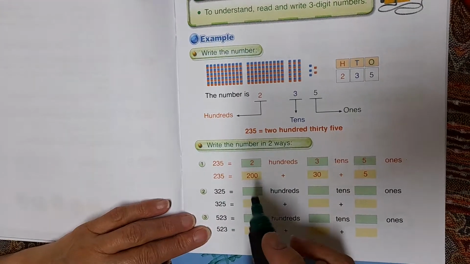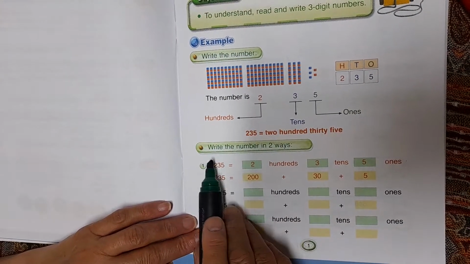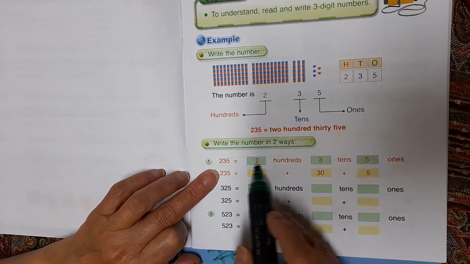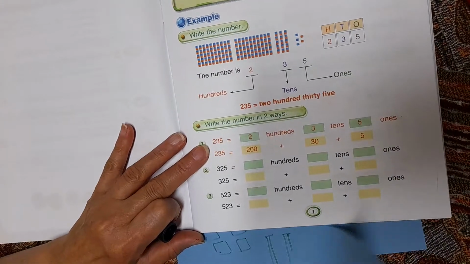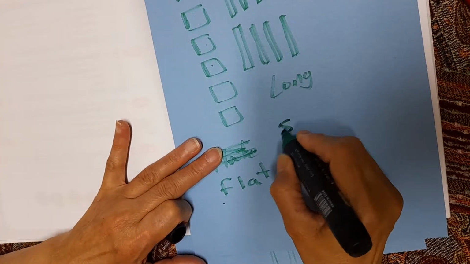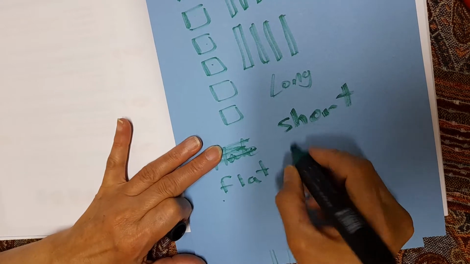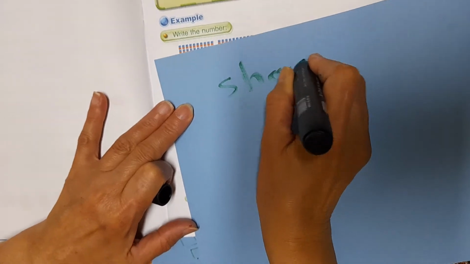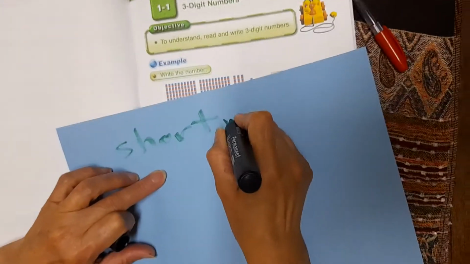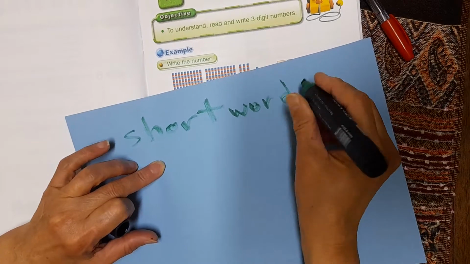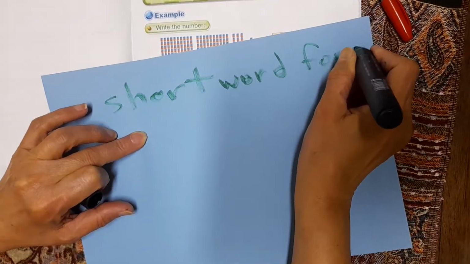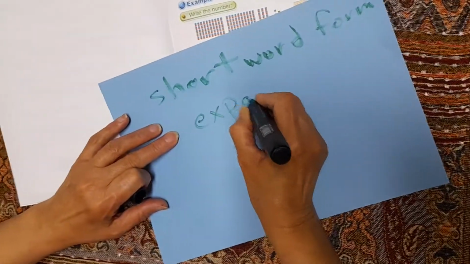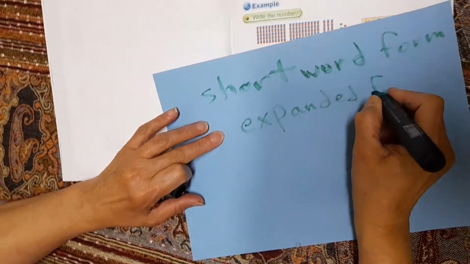In this lesson, they are going to ask you to write the numbers in other two ways. They will write it in standard form, and they can ask you to write it in short word form, or in expanded form.